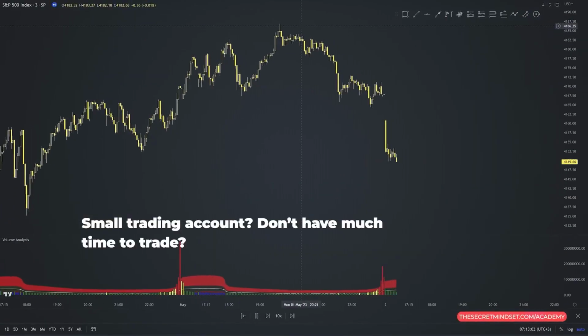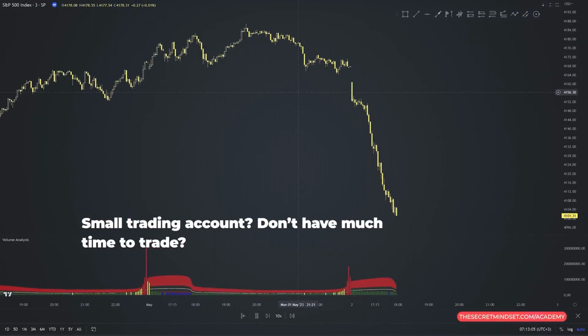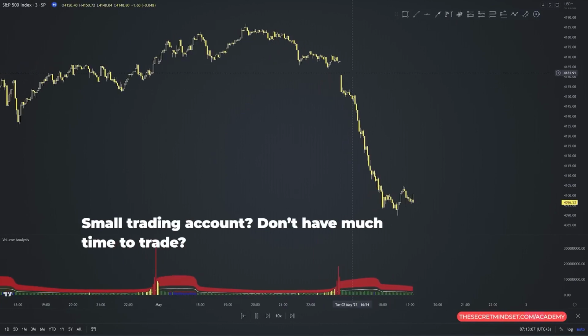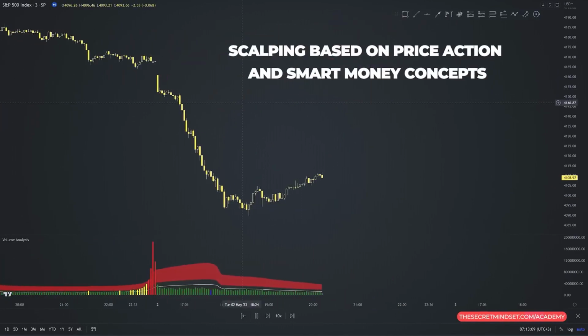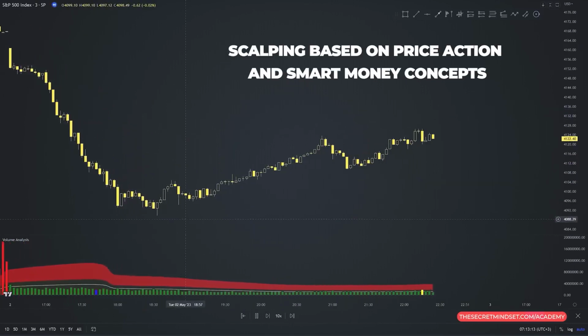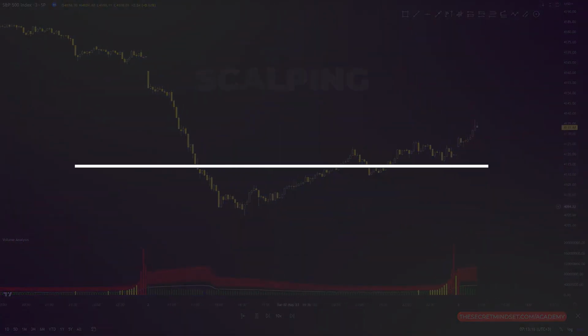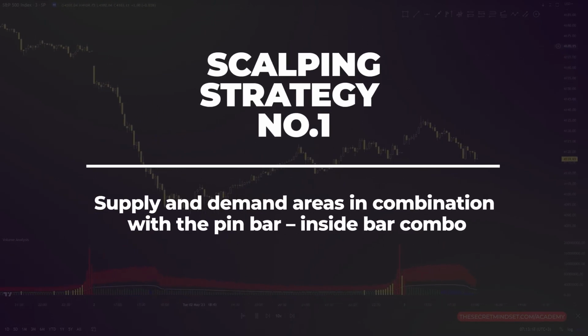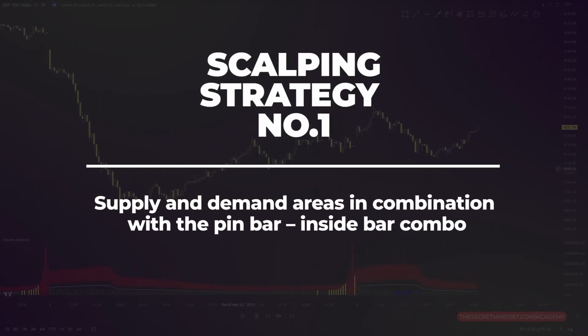So you have a small trading account, and you don't have much time to trade. What's the solution? Well, scalping, based on price action and smart money concepts without using lagging indicators. The first scalping strategy involves trading supply and demand areas in combination with the pin bar inside bar combo.